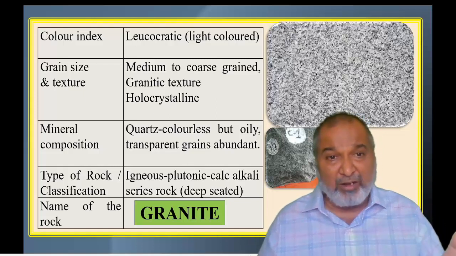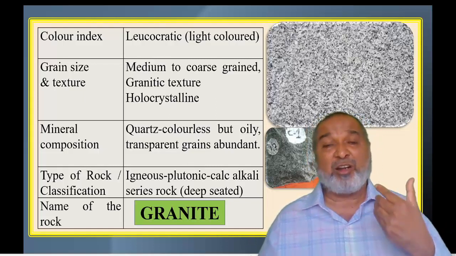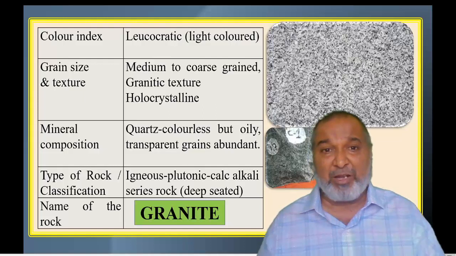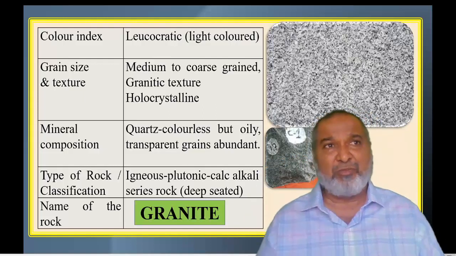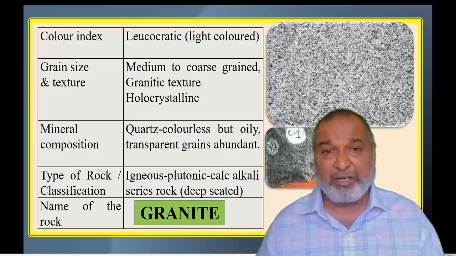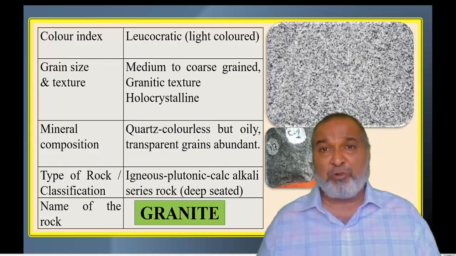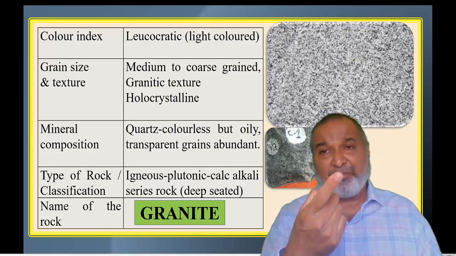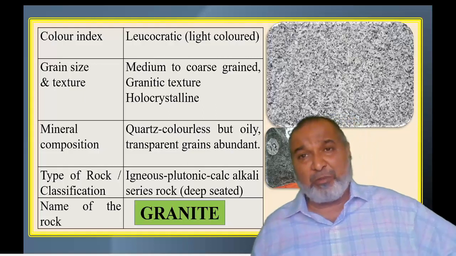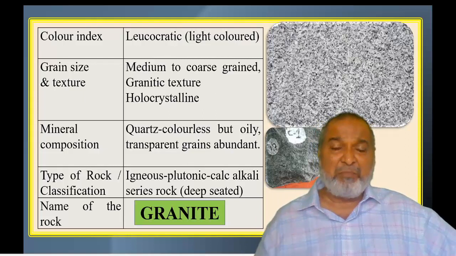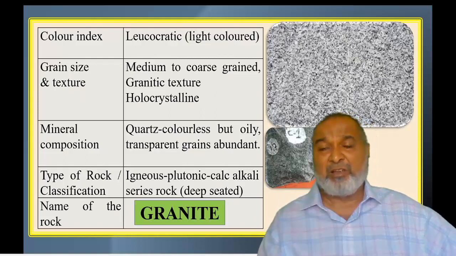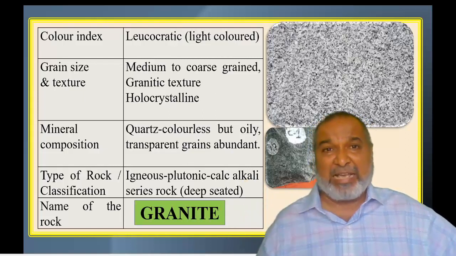Then the next one, the type of rock or classification. First, it is igneous. The rock we are going to define is igneous. But before that, on the basis of color, we have to identify the magma. The magma is acidic, so the first word we write is acidic.